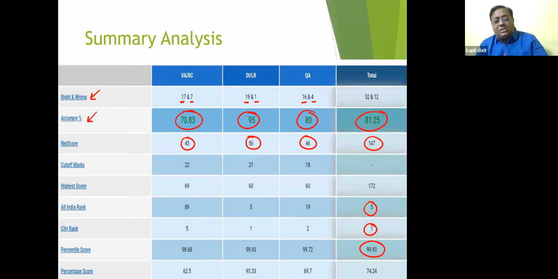Of course, in CAT cutoff marks are not there. Here cutoff marks would be there, highest score, and All India rank will be there. There, only percentile score and percentage score exist.